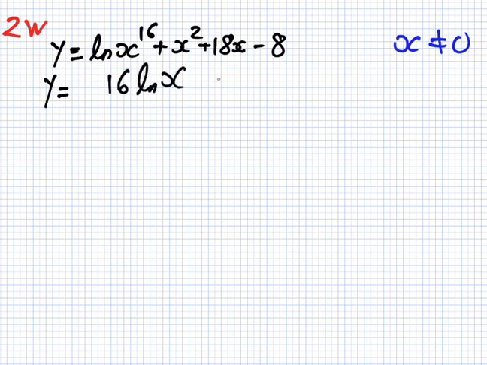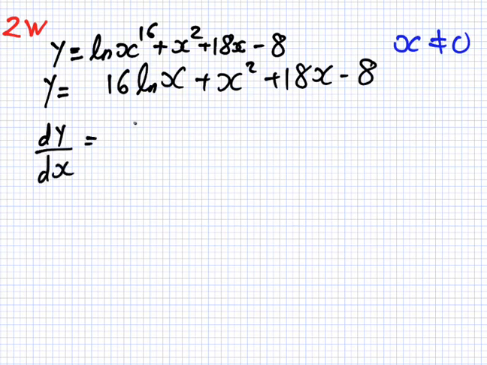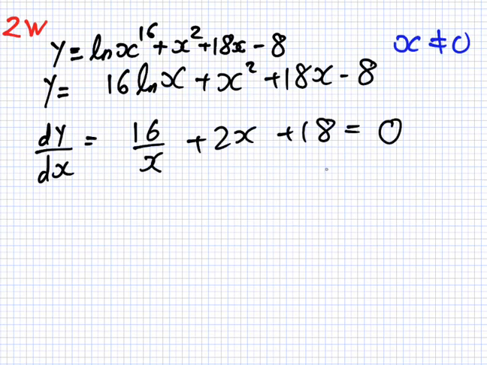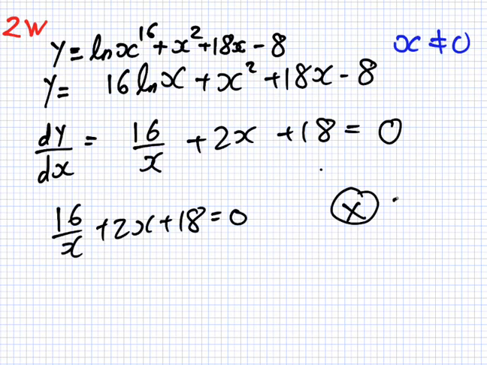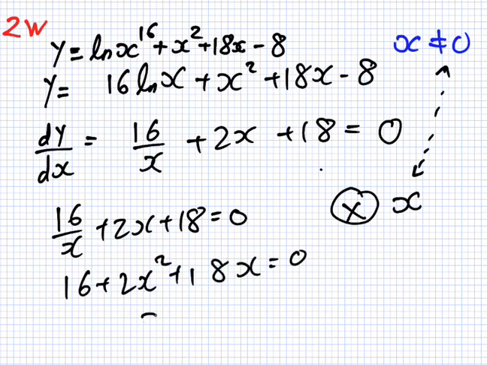16 log x plus x squared plus 18x minus 8. So you get dy/dx equals 16 over x plus 2x plus 18, and you need that to equal 0. That means I want to solve this. So what I'll do is multiply everything by x, and I can do this because I know x is not 0. So you get 16 plus 2x squared plus 18x equals 0. So you get x squared plus 9x plus 8 equals 0.